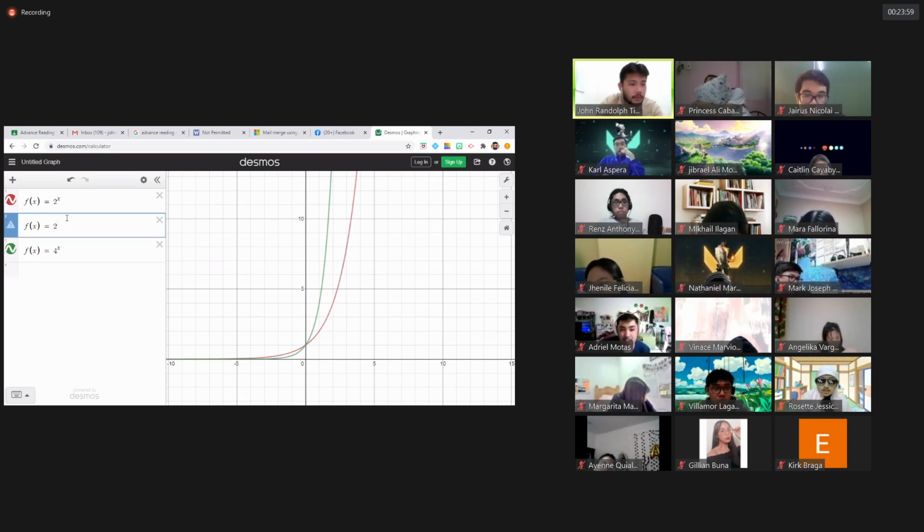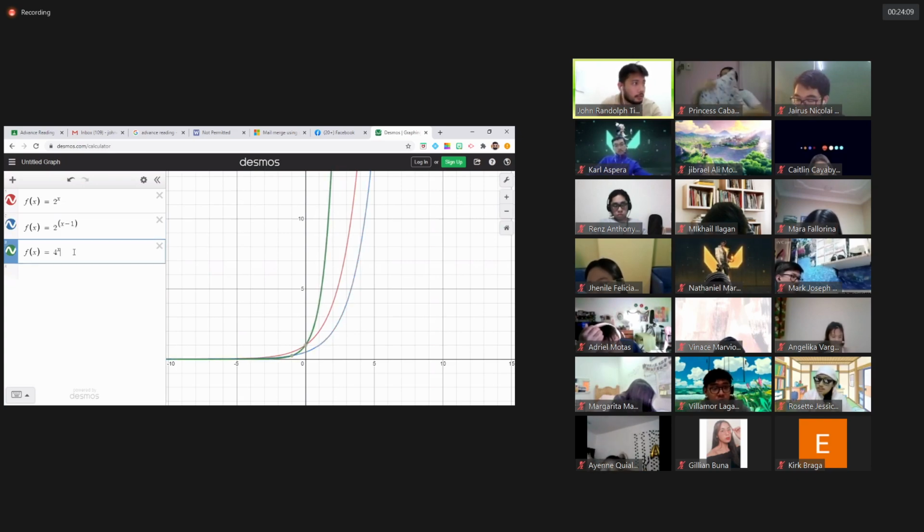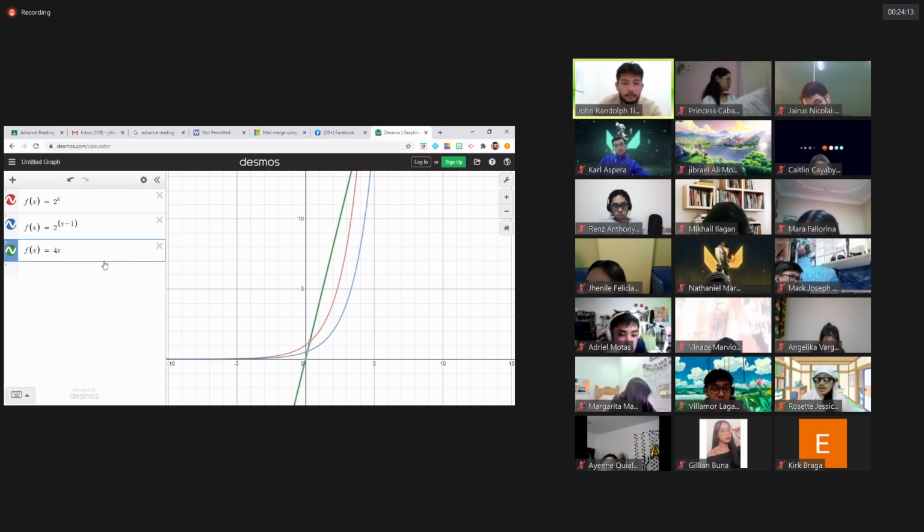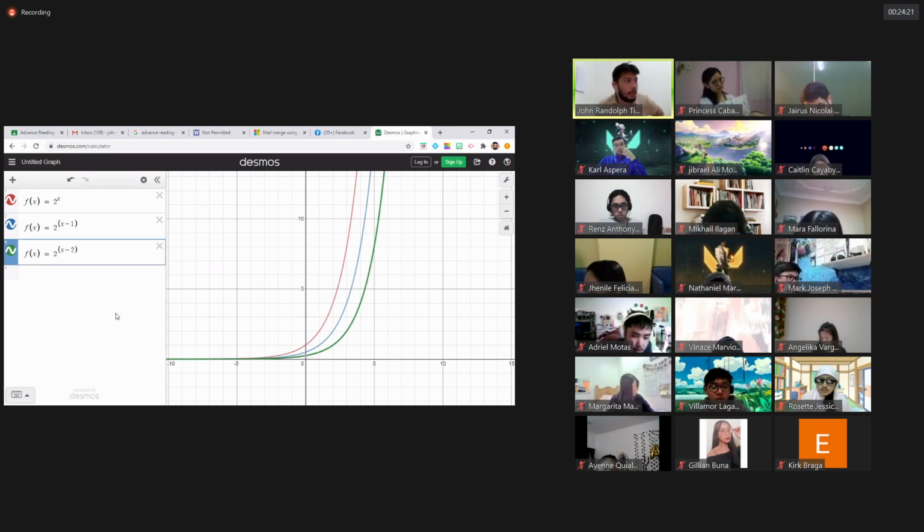The power of x minus 1 and x minus 2. Okay, now we have here the graphs of the functions f of x equals 2 to the power of x, f of x equals 2 to the power of x minus 1, and f of x equals 2 to the power of x minus 2.